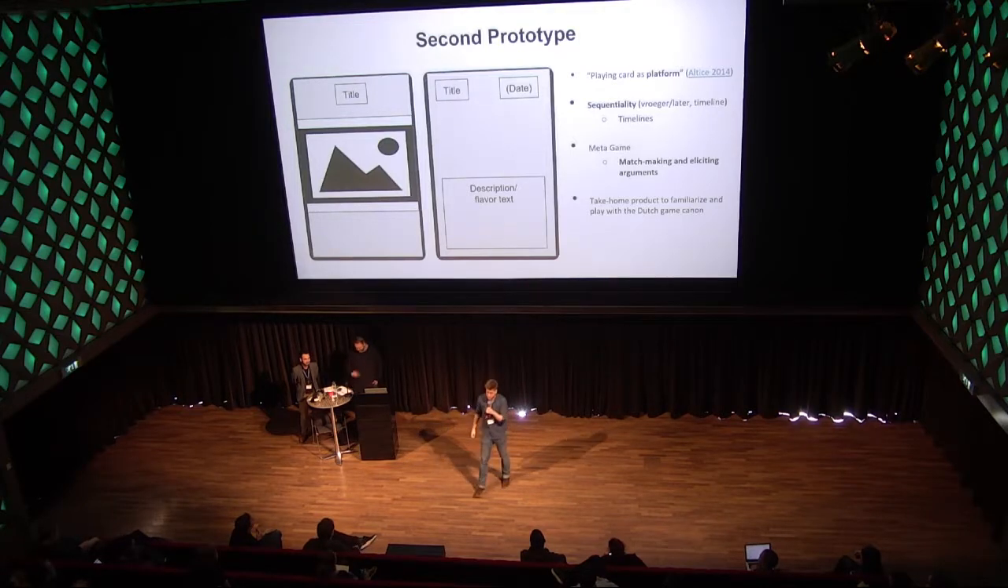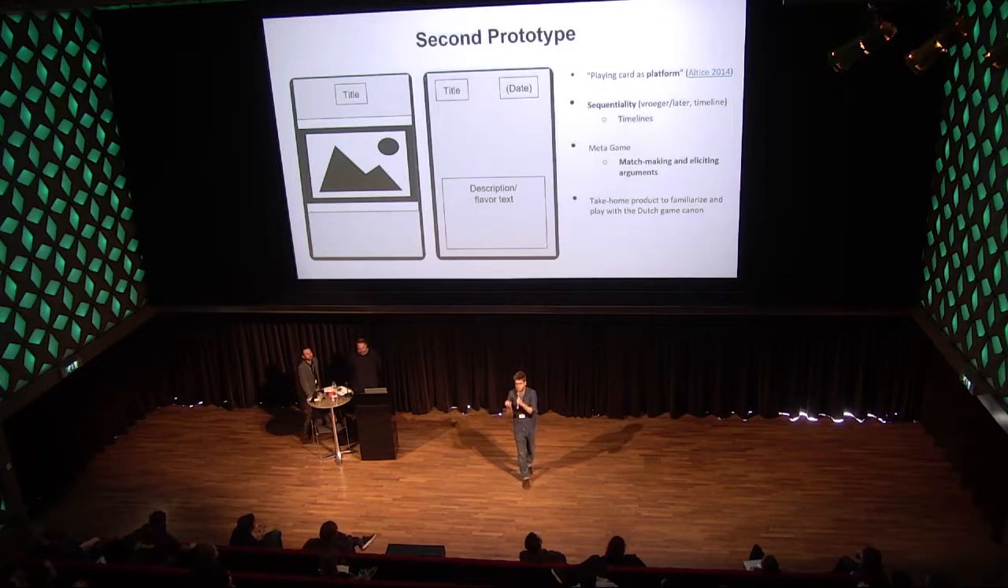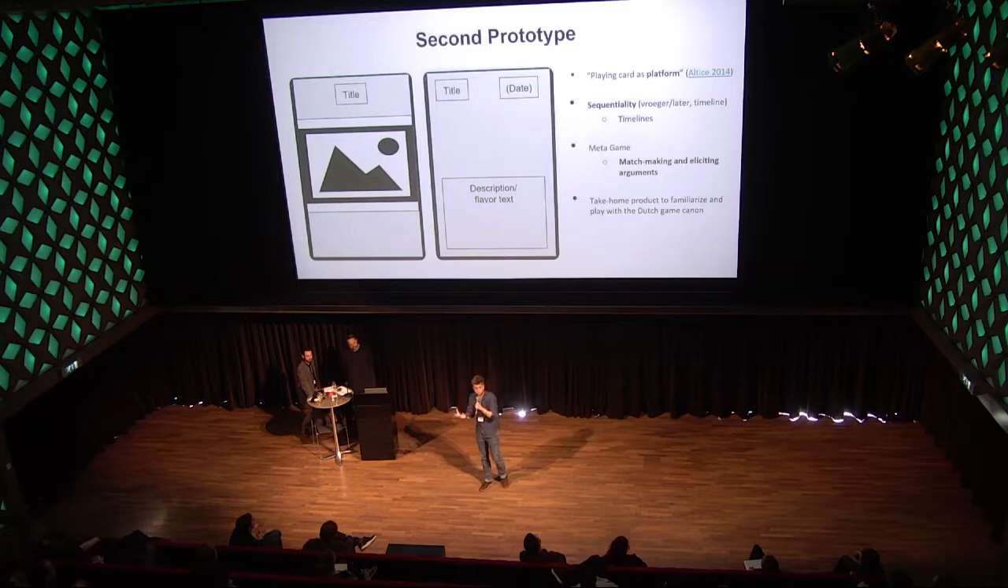Okay. So just to briefly mention this, since this is an ongoing process and we are making different small games, we've been working on a second prototype, which is an analog prototype, a card game. We're using the cards as a platform to make different games with. This specific game should eventually also be sold in the gift shop in Beeld en Geluid as a take-home product for visitors of the museum to learn about and play with the Dutch game canon.